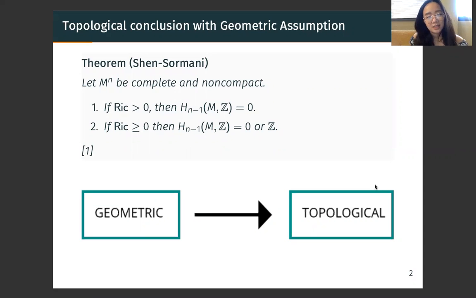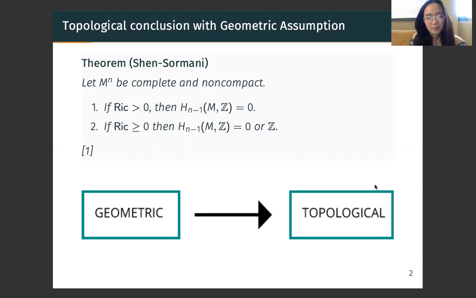Here it says if M is a complete non-compact manifold and if Ricci is positive, then the n-1 integer homology is 0. And if Ricci is non-negative, then the n-1 integer homology is 0 or Z. So we see that the Ricci positive and the Ricci non-negative assumption is geometric, and the conclusion about the homology is topological. And we'll see more theorems like this throughout the talk.